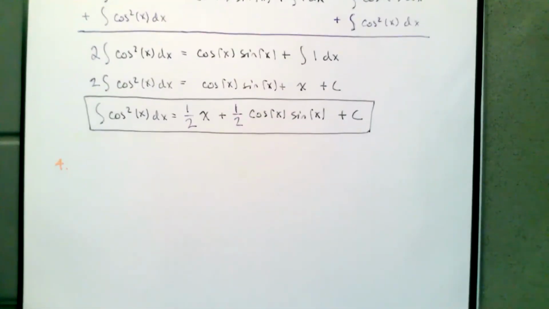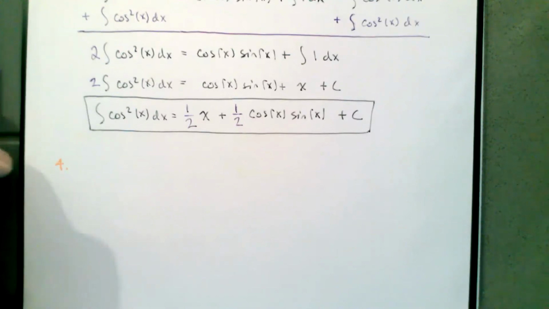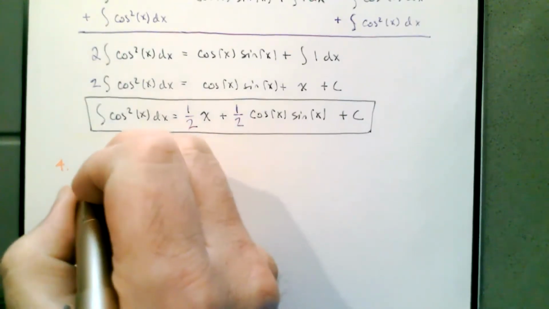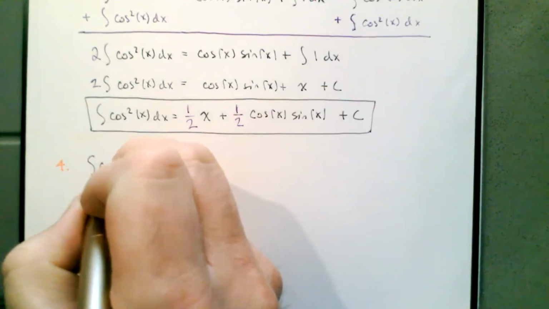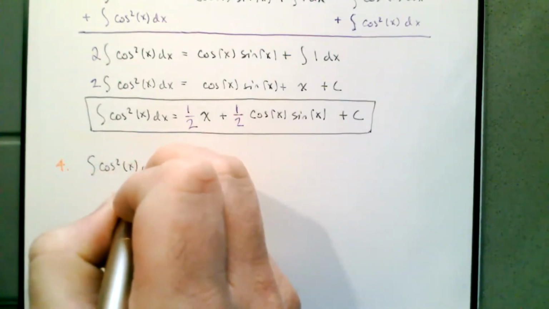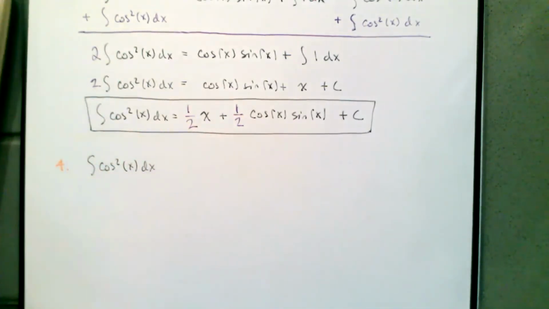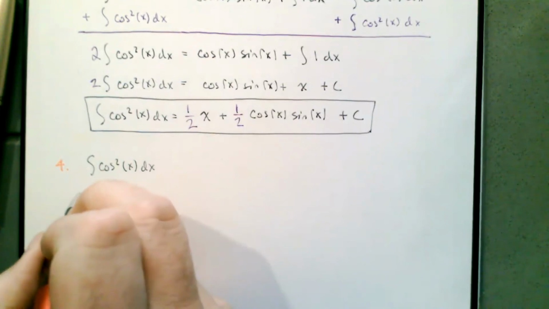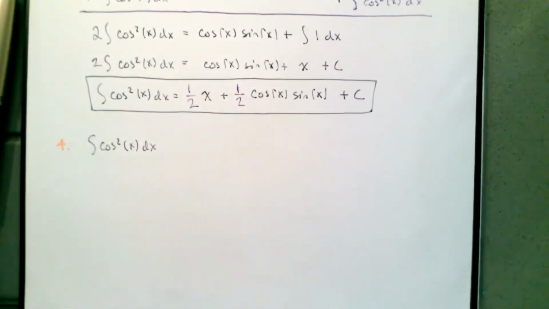So we're going to use a different identity at the beginning. We have the integral of cosine squared, and rather than use parts, we're going to use a trig identity at the beginning. We're going to use a double angle identity.